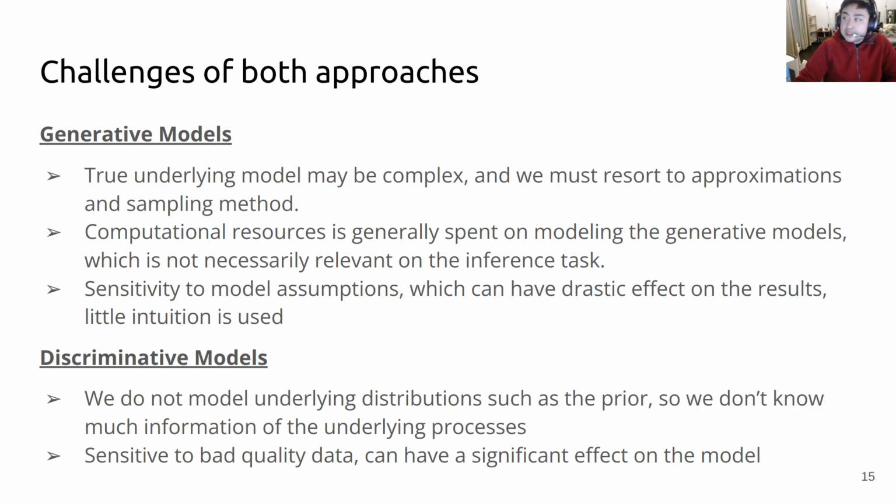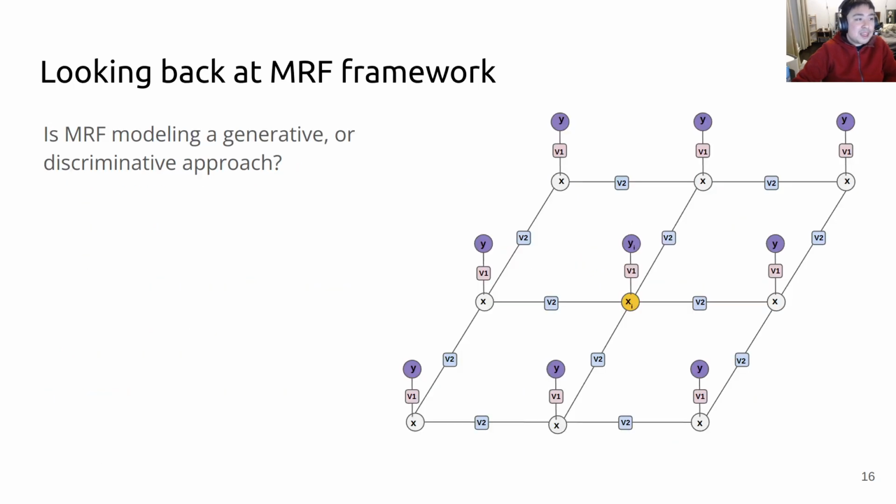The discriminative approach is pretty much the inverse of those problems. We don't know the underlying distributions such as priors. We're not understanding any process that goes behind it. We're just looking for the boundary. This means that discriminative models are also sensitive to bad data and can have a significant effect on the final model itself if we use mislabeled data and things like that.